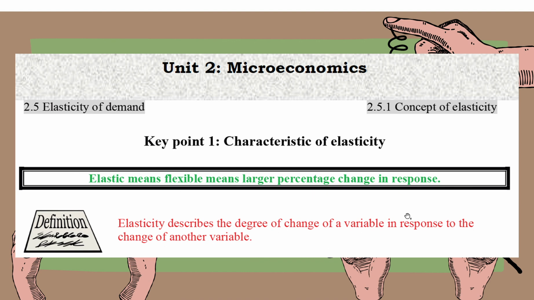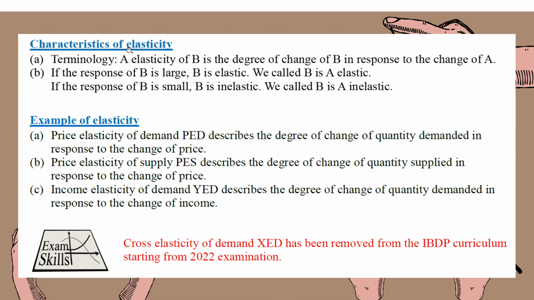So both these two things change, variable A and variable B. And then we have a terminology. Characteristic of elasticity, we call it A elasticity of B. It means the degree of change of B in response to the change of A. So A elasticity of B is how B changes when A changes.